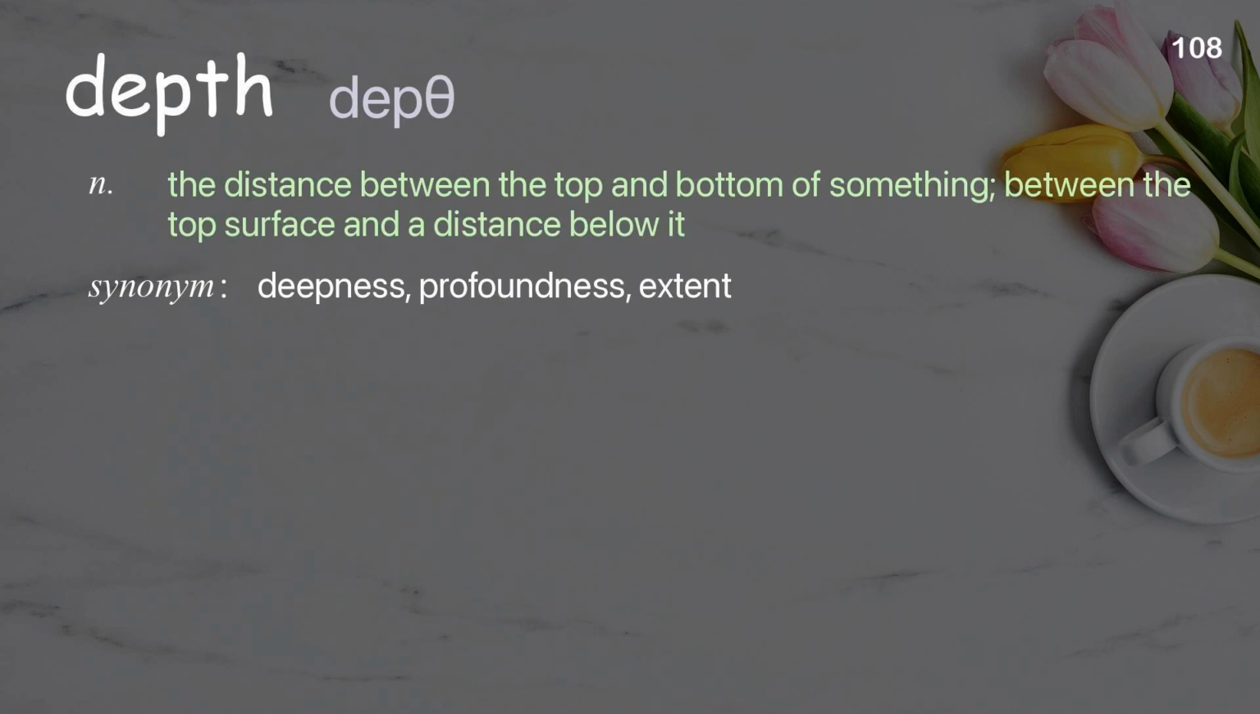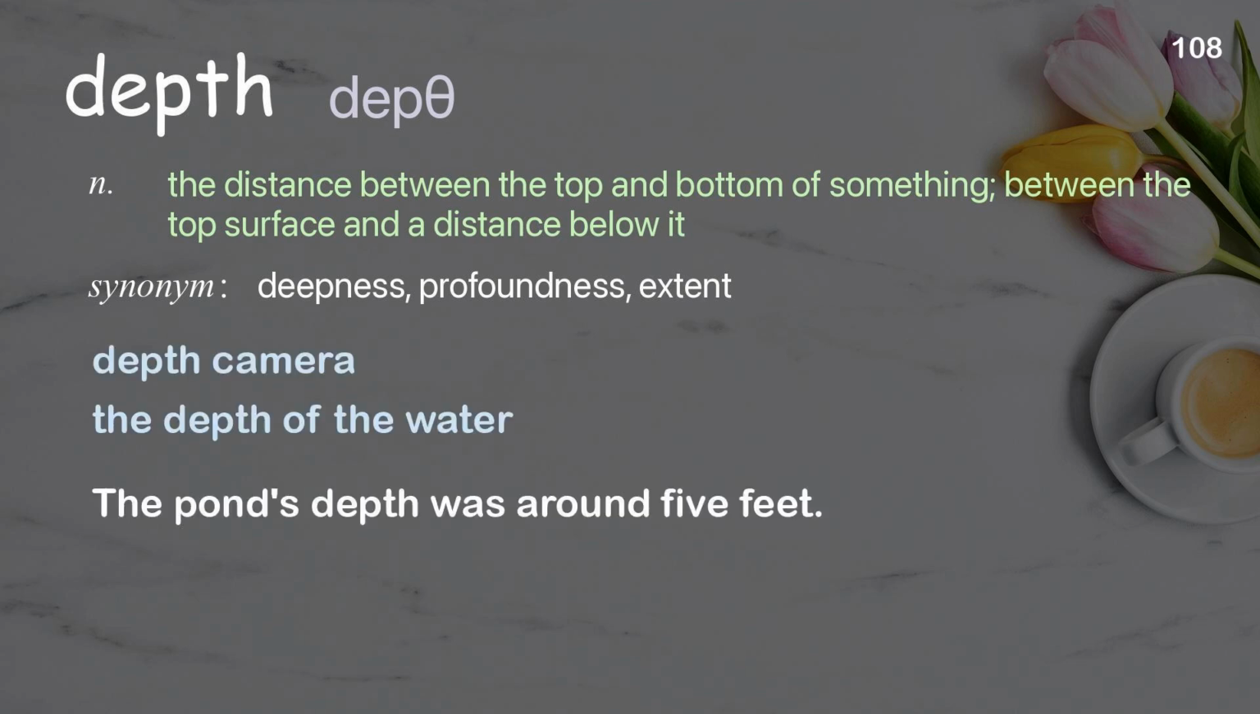Depth. The distance between the top and bottom of something, between the top surface and a distance below it. Examples: Depth camera, the depth of the water. The pond's depth was around 5 feet.